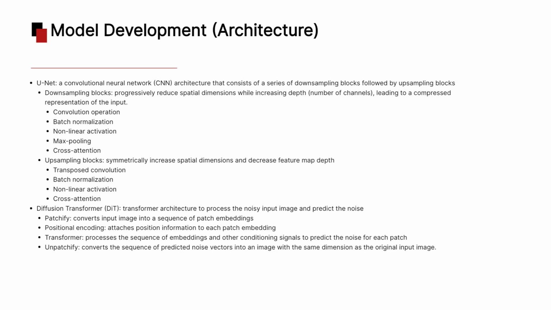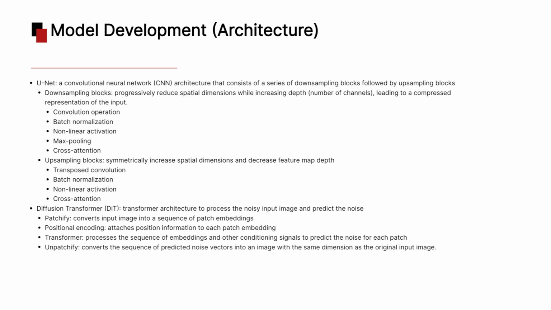Third, upsampling blocks. Goal: rebuild the image resolution step by step while integrating preserved spatial details from earlier layers. Process: transposed convolution, deconvolution. Increases spatial resolution by reversing the convolution process. Sometimes nearest neighbor upsampling plus convolution is used for smoother results. Batch normalization and nonlinear activation maintain stability and expressivity during reconstruction.